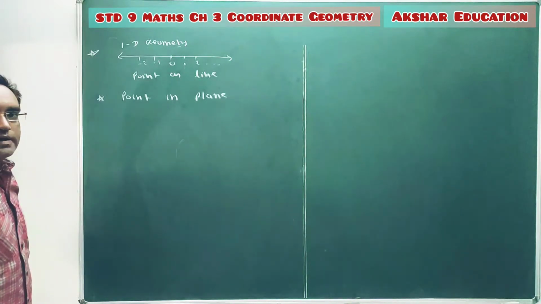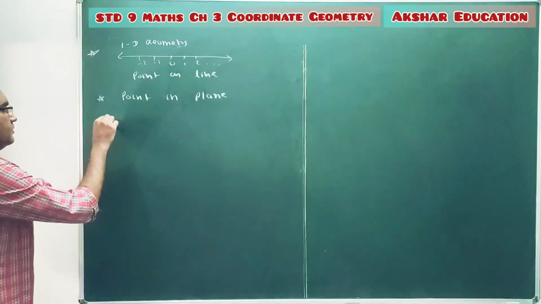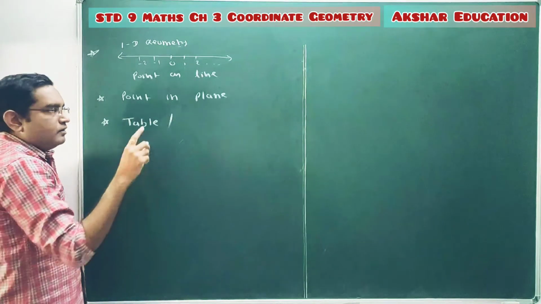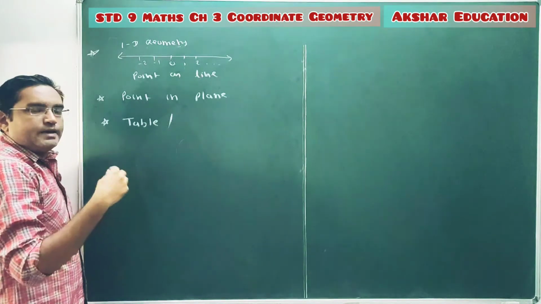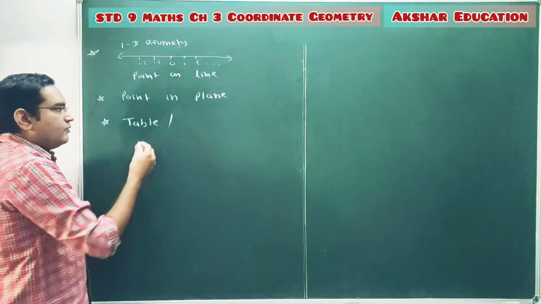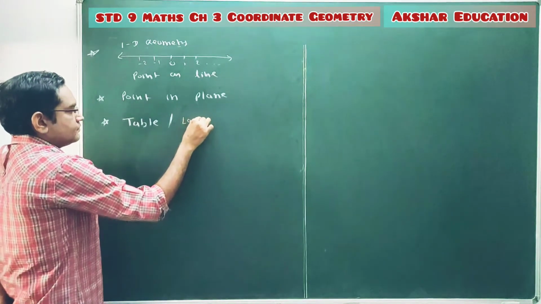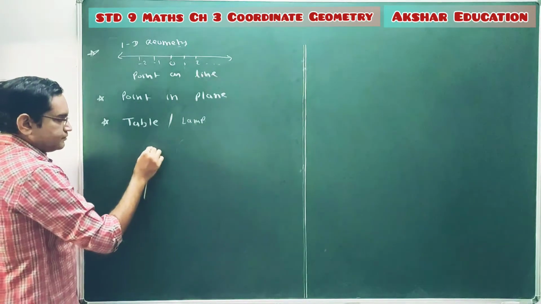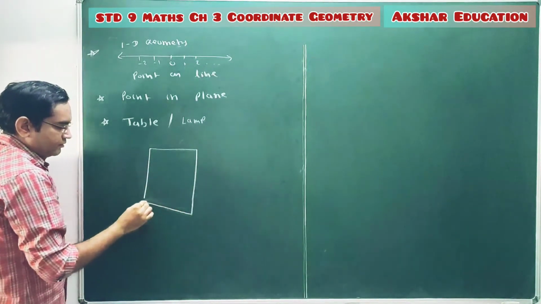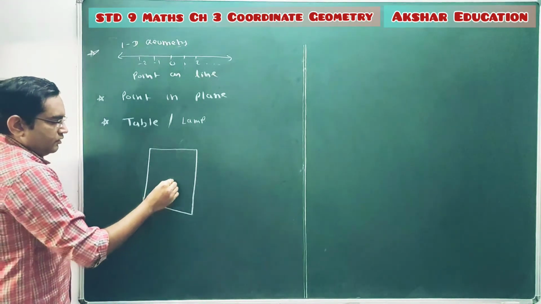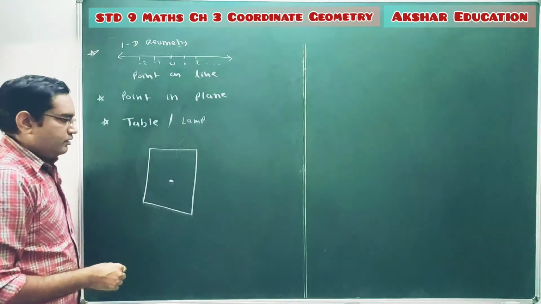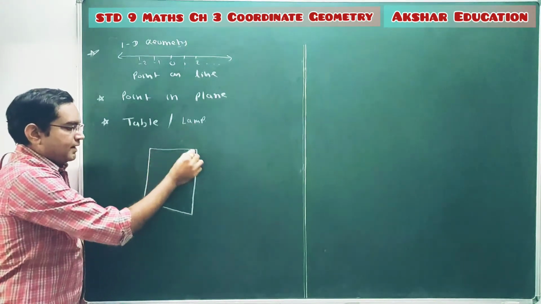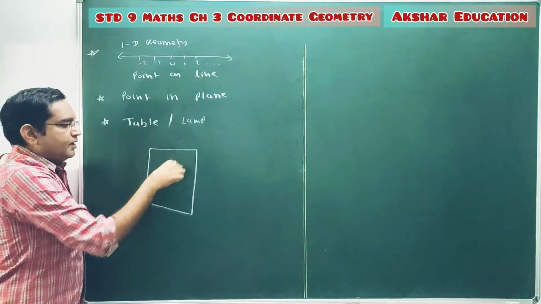So let us now consider one example of a table and lamp. A very famous example of how we can represent a point in a plane. It is explained by using an example of a table and lamp. So consider one rectangular table top. This rectangular table top is given, and one lamp is on the table. For example, this point is representing our lamp and this rectangle is representing the table top.